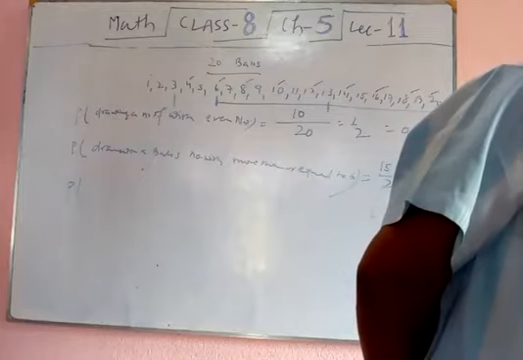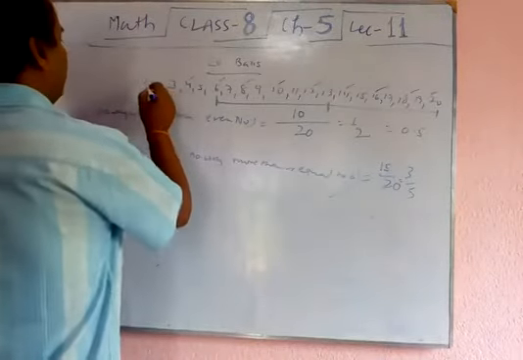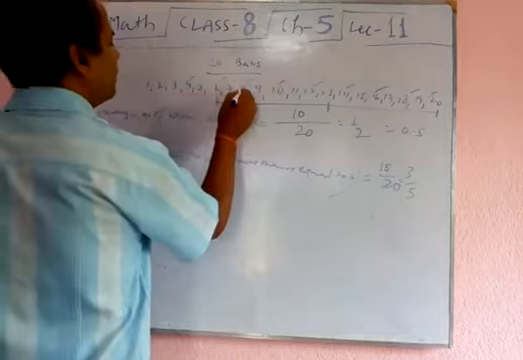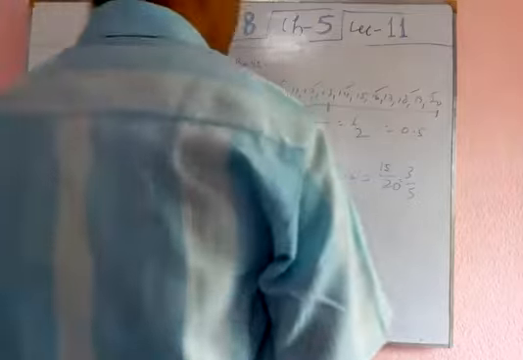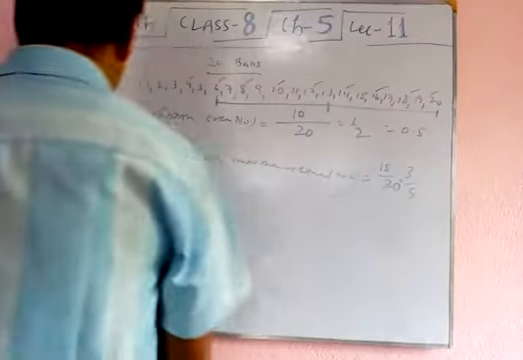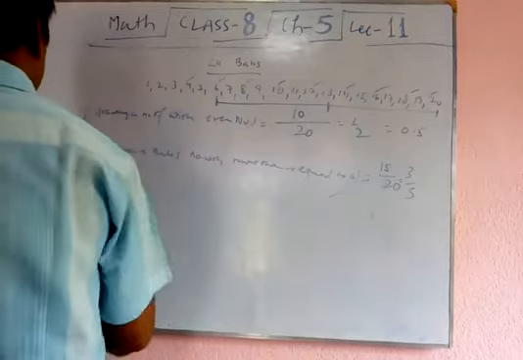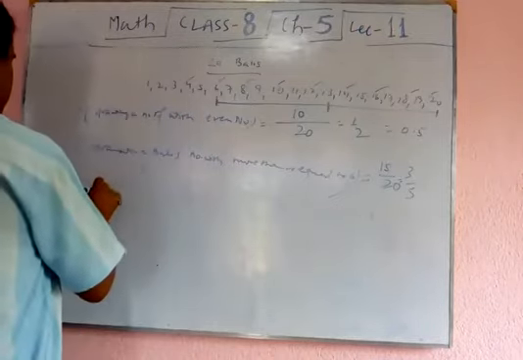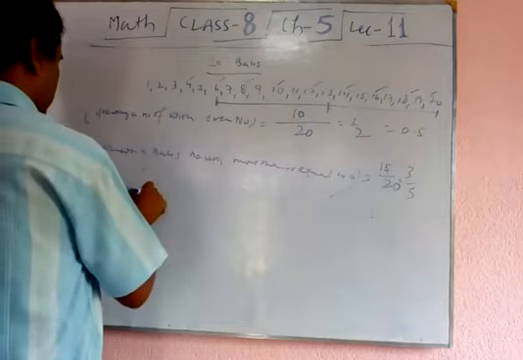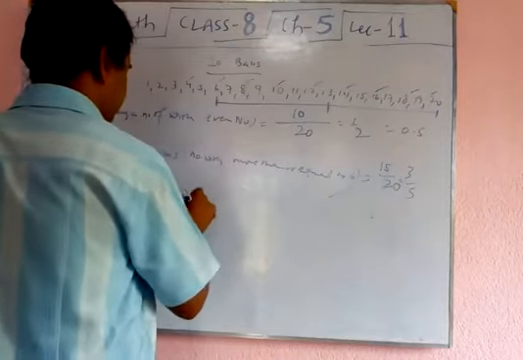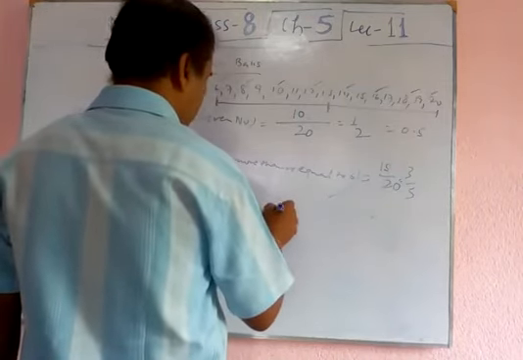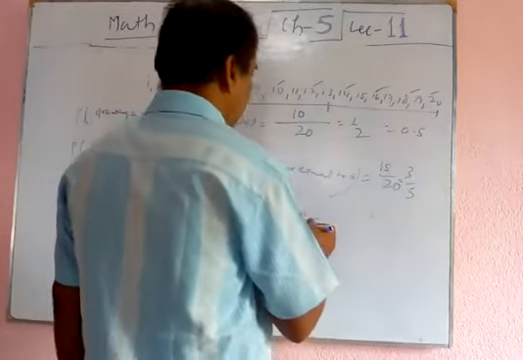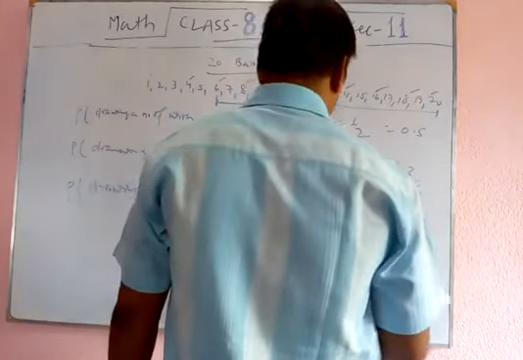Question is a number between 1 and 30. Okay, so 1 and 30 are here. Then 1, 2, 3, 4, 5, 6, 7, 8, 9, 10, and 11. So here it is 11. You have to write: drawing balls numbered between 1 to 30 is equal to 11 by 20.